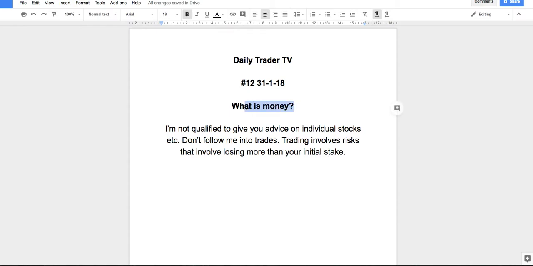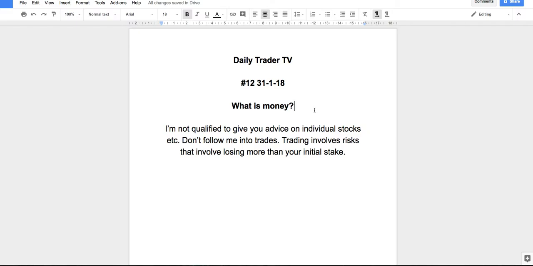So, what is money, and why is this important to trading? I mean, it's also important to life, but why is it important to trading? The first thing is that there are two parts to money that were never taught about. So the first thing is, what is money? Why do we have it? What specific problem does money solve?